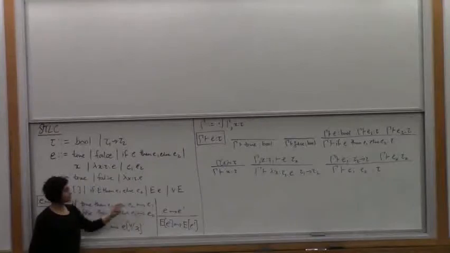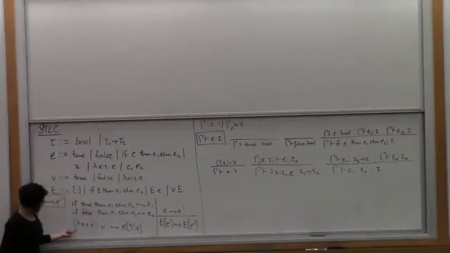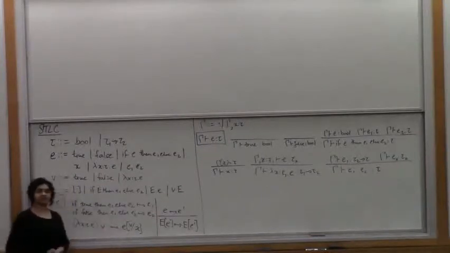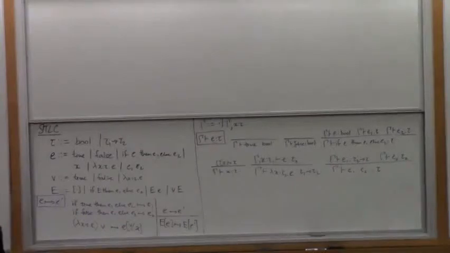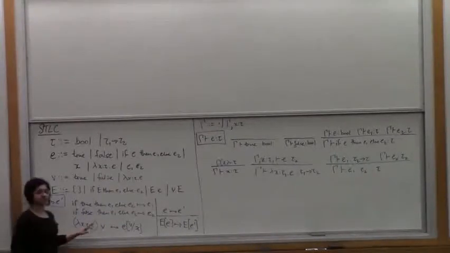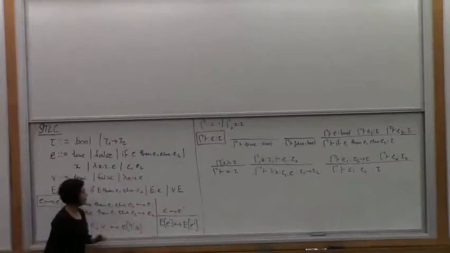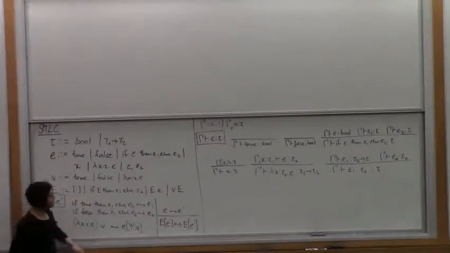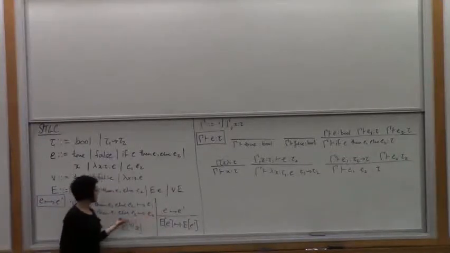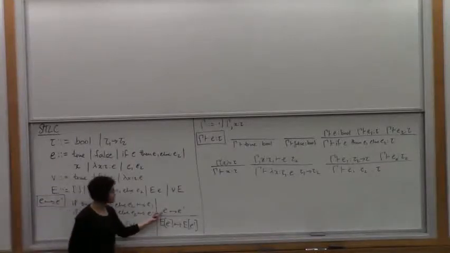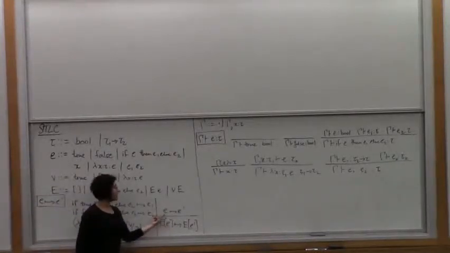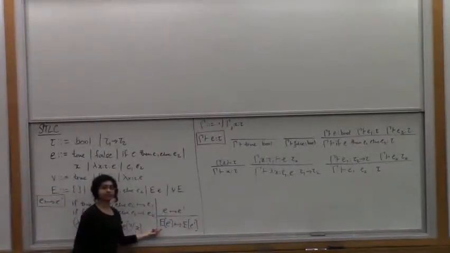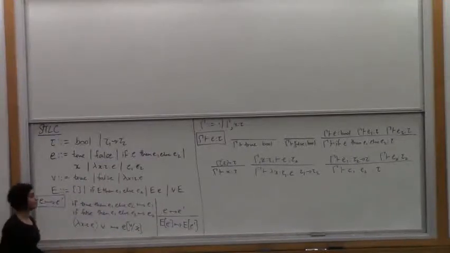If true, then that steps to E1. If false, then that steps to E2. The application case: you have a lambda applied to a value, and it steps to E with B for X. I'm just getting you familiar with my style of writing things in case it's different from what's been going on before. Then we have evaluation contexts to define the evaluation order. We need this rule in order to lift the reduction rules up to the level of full expressions. So if you have an expression E that steps to E prime, then we can lift it up to evaluation context using this.